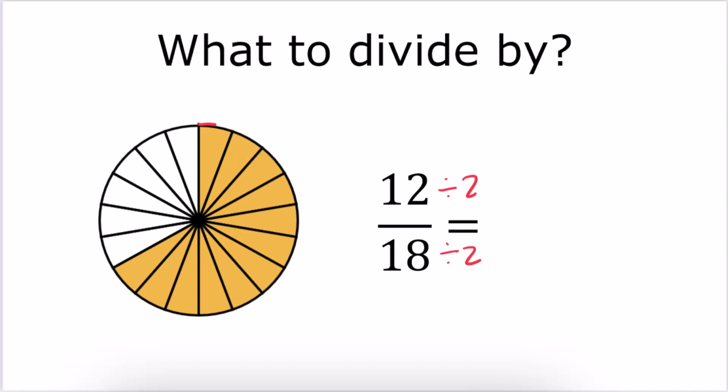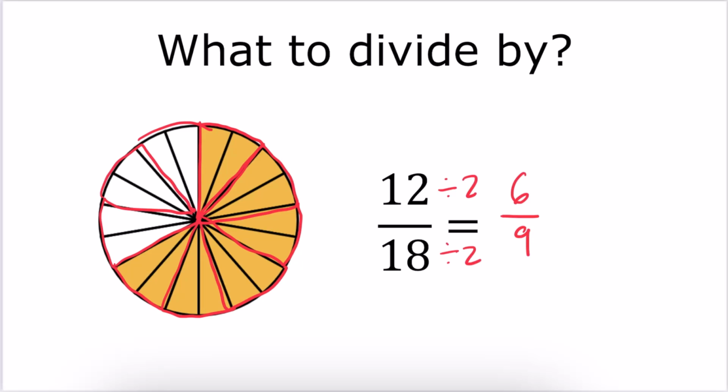Well, that basically means that you're grouping these together into groups of 2. And if I do that, 18 divided by 2 equals 9. So I should get 9 of these pieces in the circle all together, and it looks like I will get that. So that tells me that 12/18 is equivalent to 6/9, which is a true statement. Those are equivalent to each other.